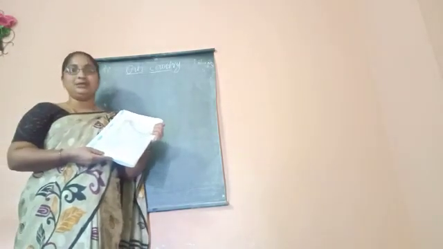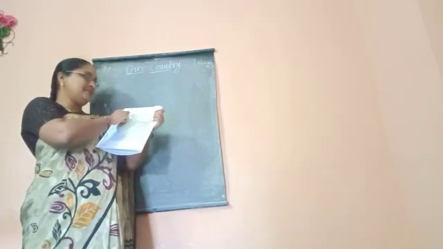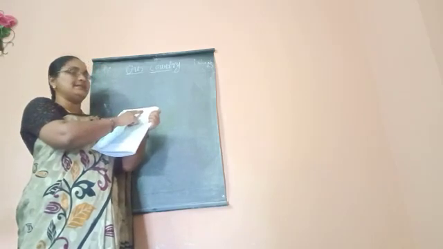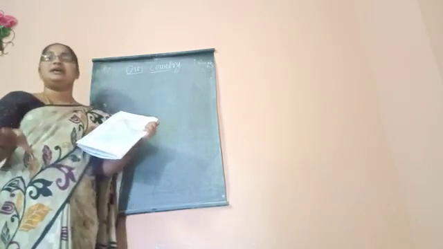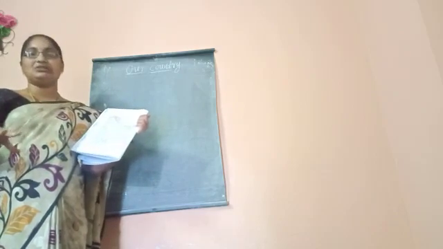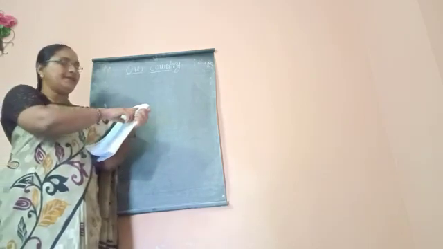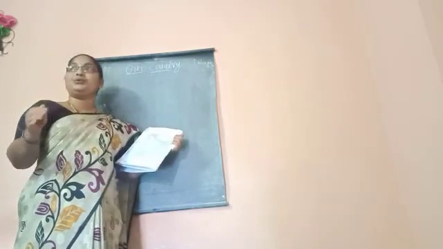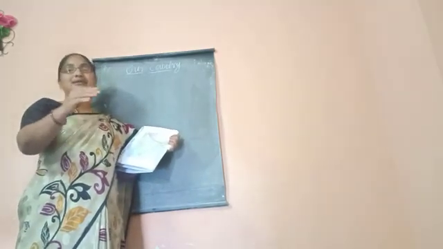Course book page number 12. Okay. Ours is the 7th largest country in terms of area in the world. Our India is the 7th largest country. It lies to the north of the equator. To the equator, our country is on the north side.